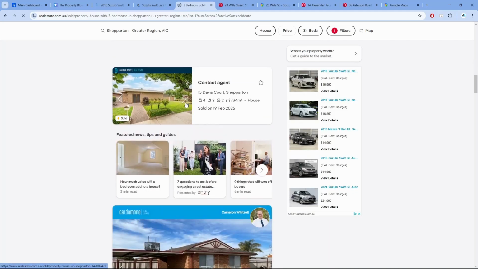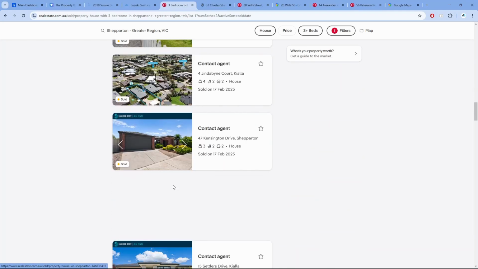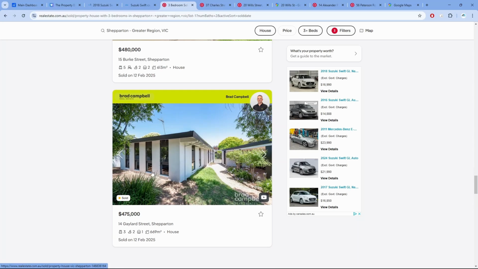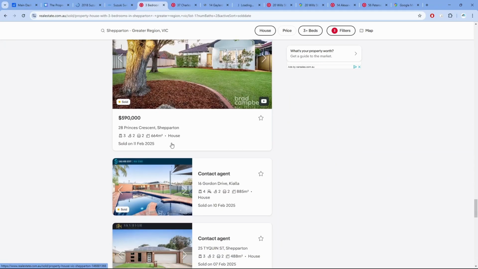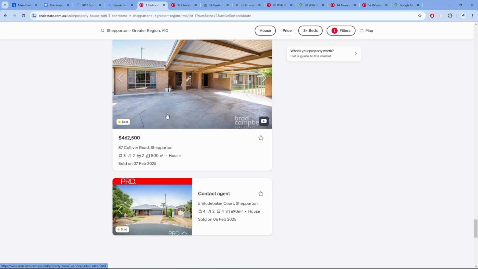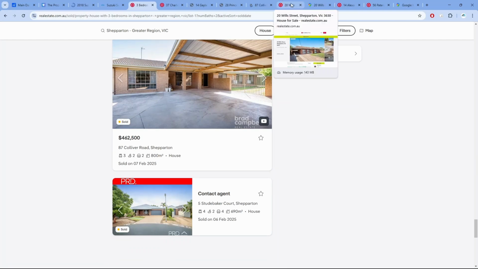This is a 4x2, 4x2. This is a 3x2 in Moranupna. That's a 3x2 in Moranupna. There's a 3x2 in Shepparton. Another 3x2. That's 590, for example. Here we've got one for 3x2, 462. And now we're going to simply compare. That's all we have to do, right?